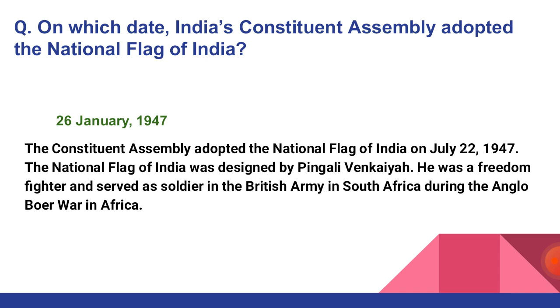Next question. On which date did India's Constituent Assembly adopt the national flag of India? Here the correct answer is 22 July 1947. The Constituent Assembly adopted the national flag of India on July 22, 1947. And the national flag of India was designed by Pingali Venkayya. He was a freedom fighter and served as a soldier in the British Army in South Africa during the Anglo-Boer War.